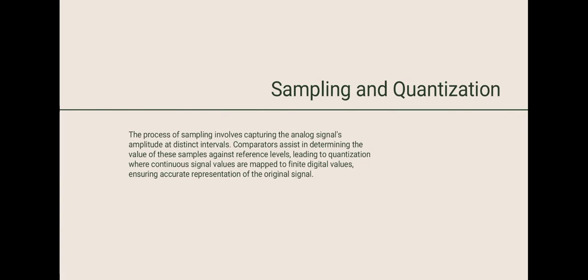Sampling and quantization. The process of sampling involves capturing the analog signal's amplitude at distinct intervals. Comparators assist in determining the values of these samples against reference levels, leading to quantization, where continuous signal values are mapped to finite digital values, ensuring accurate representation of the original signal.